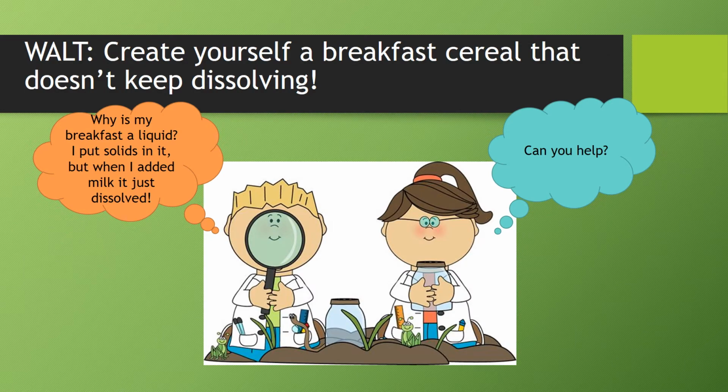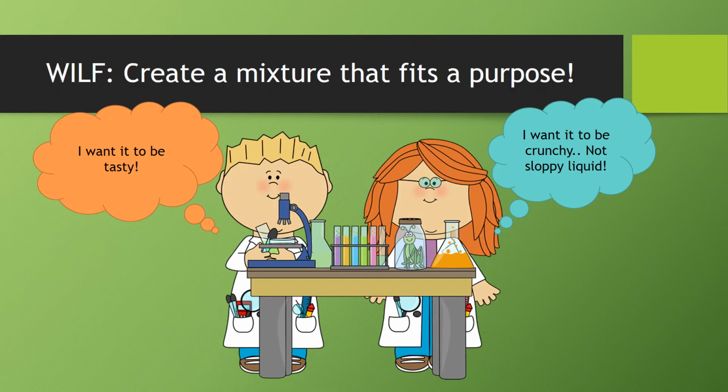We are learning to create yourself a breakfast cereal that doesn't keep dissolving. Why is my breakfast a liquid? I put solids in it, but when I added milk, it just dissolved. Can you help? What I'm looking for, you need to create a mixture that fits a purpose. One of the purposes is it needs to be tasty and it also needs to be crunchy, not a sloppy liquid. I want a little bit of crunch in the cereal and I'm sure you do too.